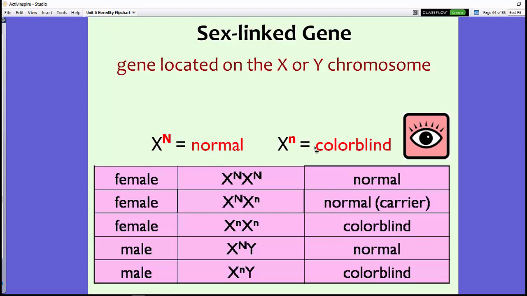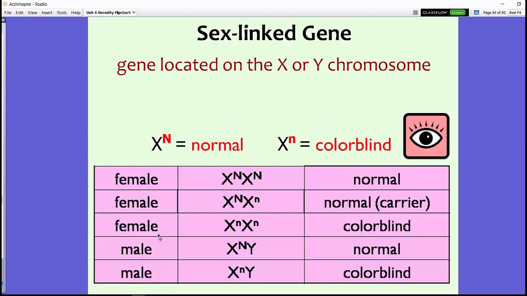Now, for example, one of the biggest ones that we know of that's sex-linked is color blindness. Because men only carry one X chromosome, sometimes we see that trait expressed more because there's a possibility that there's no dominant trait or other trait to prevent it from being expressed. So color blindness is one of those biggest ones.